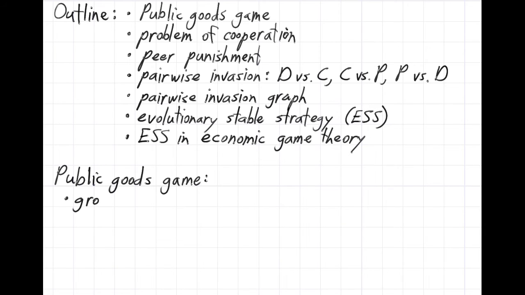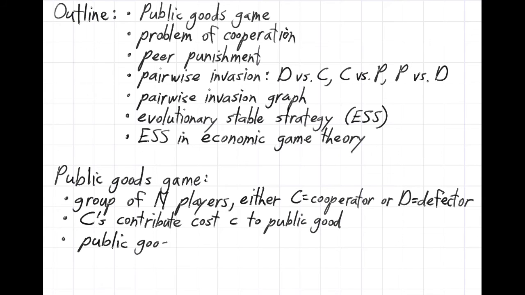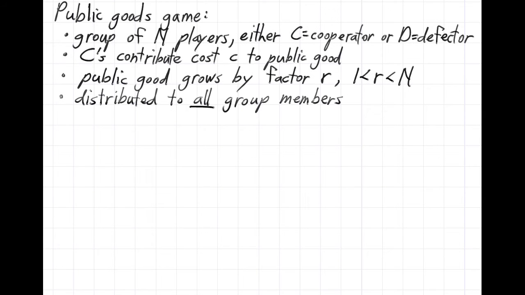The essence of it is that there is a group of N players, and they have two strategies. They can either be cooperators or defectors. The cooperators contribute cost C to the public good. The defectors contribute nothing. The public good then grows by some factor R, and let's say R is between 1 and N. And as we've seen before, that makes cooperation a problem, as we'll see again in a minute. Once the public good has grown, then it's distributed out to all the group members. So that sets up the problem of cooperation.